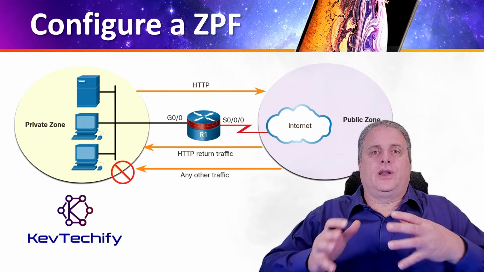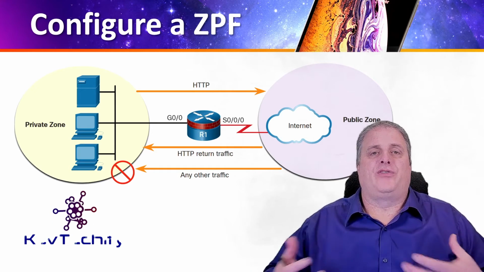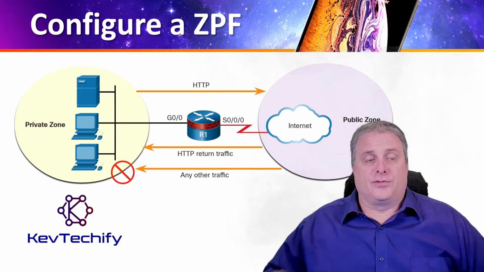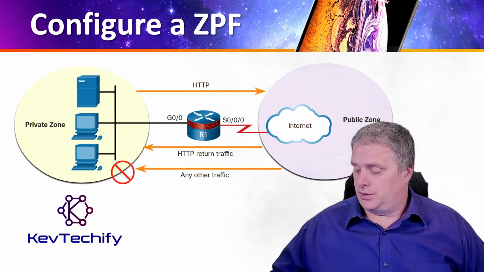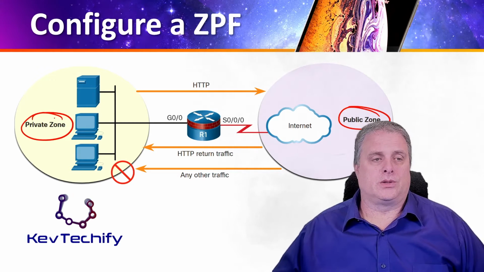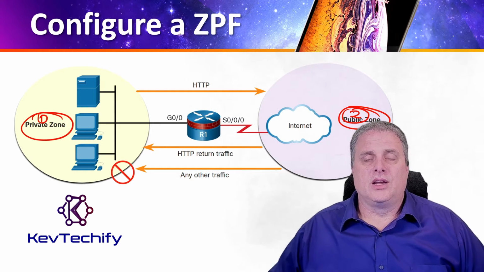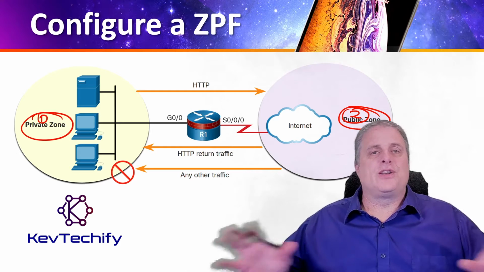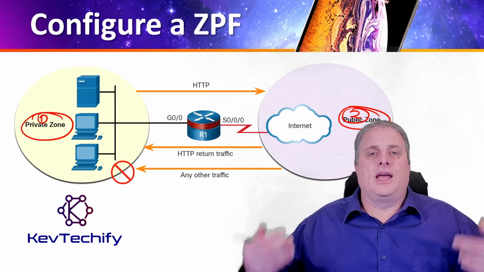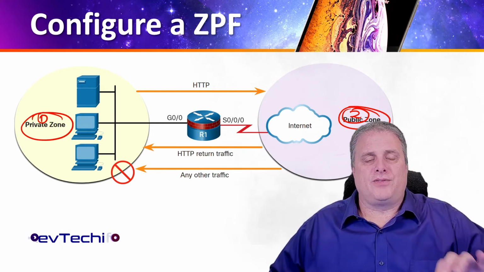When we look at configuring a zone-based policy firewall, there's typically 5 steps that you have to do to get your zone-based policy firewall up, implemented, and running. The first step here is to create your zones. So right here, we have our private zone, we have our public zone. So this is our first step in creating those zones. Once again, those zones identify areas of your network that you want to keep separate and control the traffic going through. Then step 2 is identify your traffic with a class map.